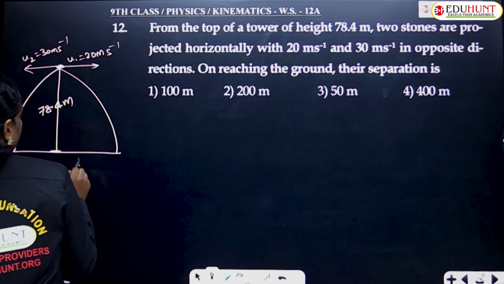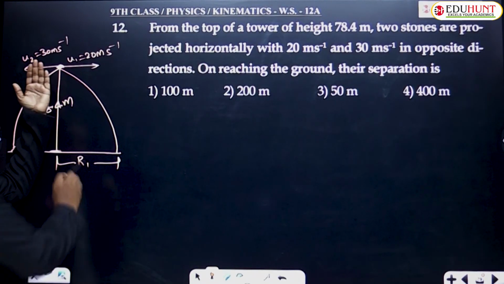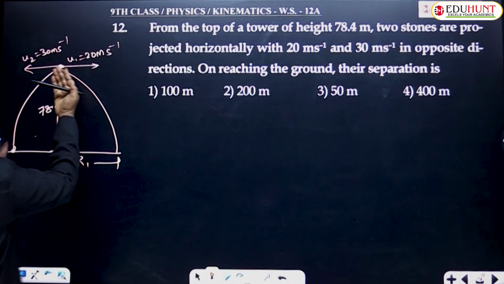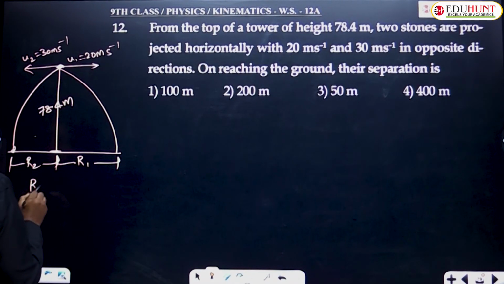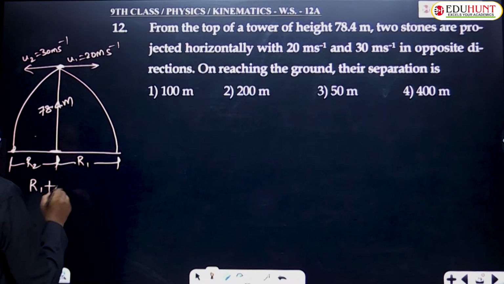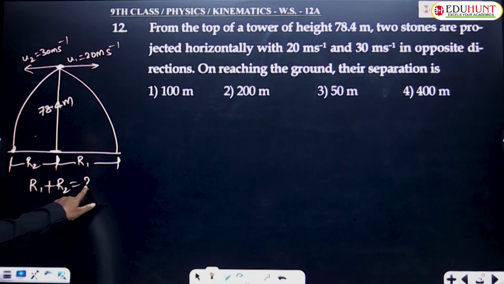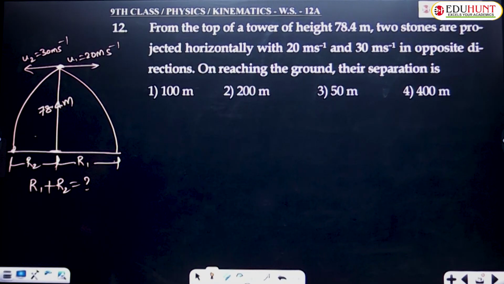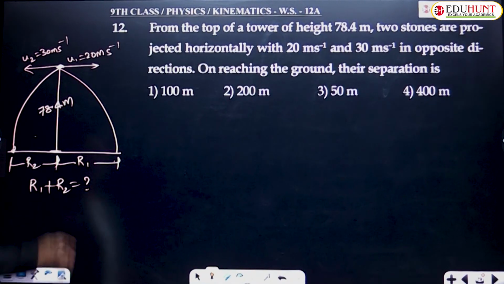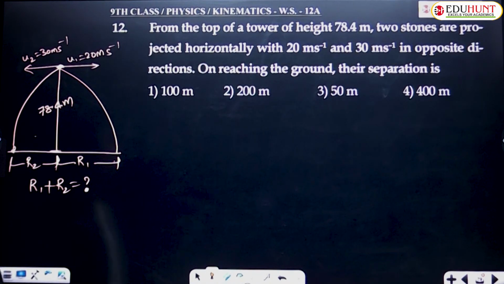Let me replace this with the range. The range of the first stone be R1 and the range of the second stone be R2. You are asked to find the total distance between the two stones, that is R1 plus R2. You are asked to find the total distance between the two stones after falling to the ground. Simple: find the value of R1, find the value of R2 and simply add.